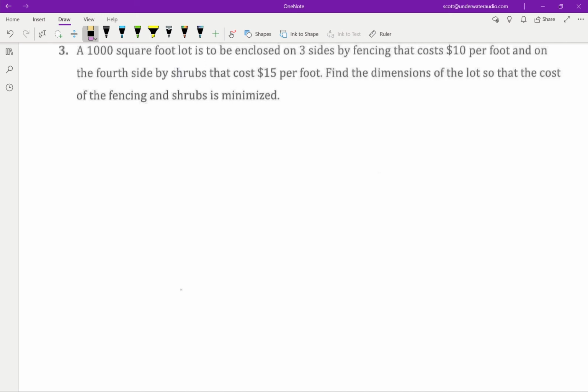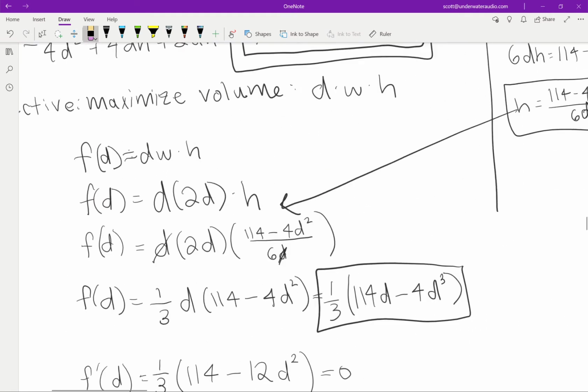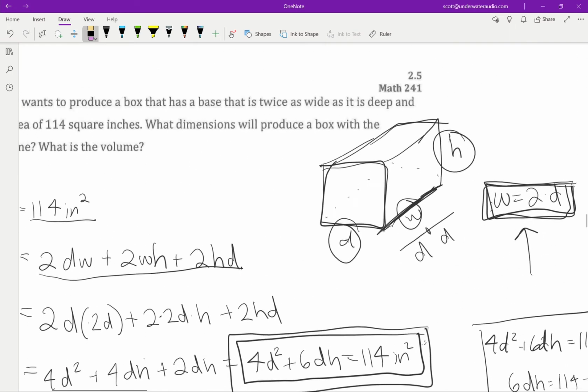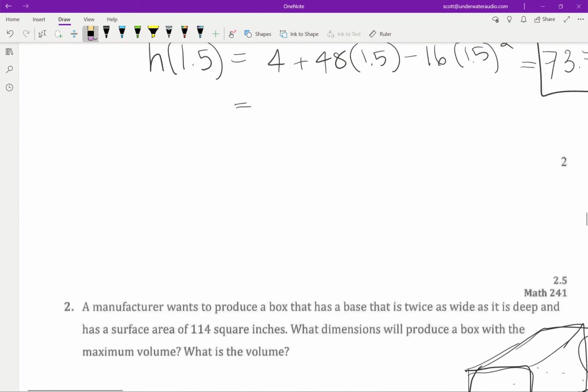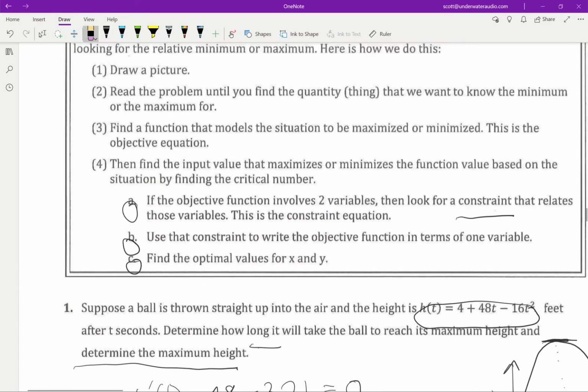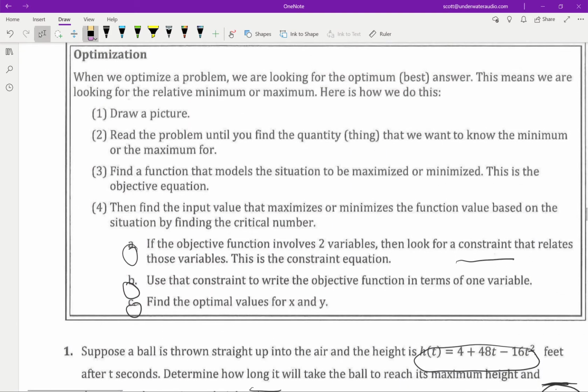All right, before we start number 3, I want to go back and look at this guy. This is kind of the steps we're going to use for optimization. And now that we've done 2 problems and got the general feel of what's happening, I thought it would be good to read it again.